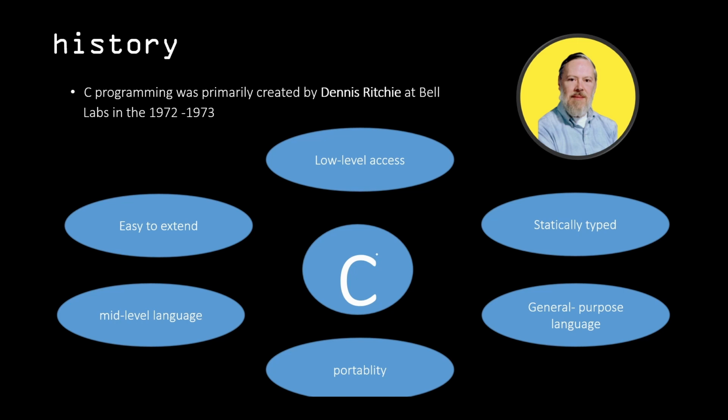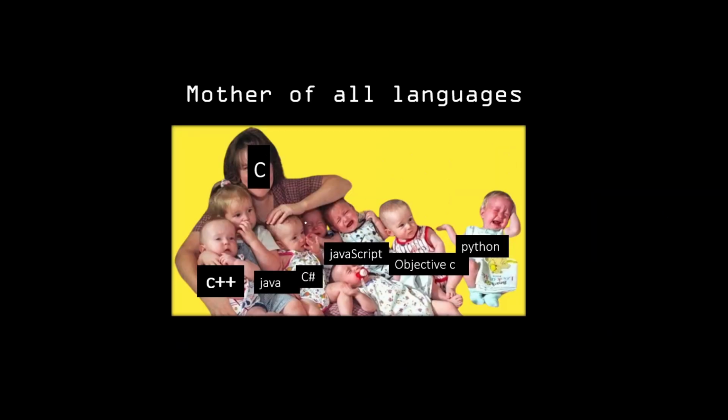After the use of the Unix operating system, C became quite popular within a few decades. Basically, C was the mother of all languages. Modern languages like C++, Java, C sharp, JavaScript, Objective C and Python all have the same fundamentals as C, because C has all the basic features which these languages contain.